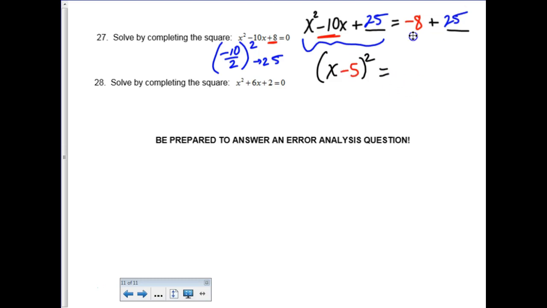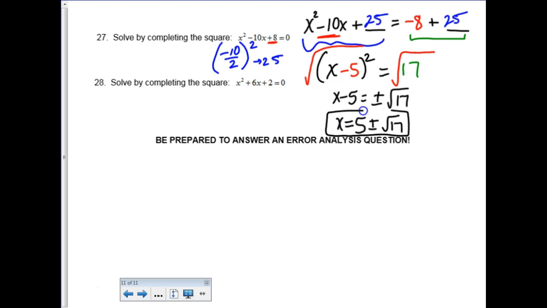Equals, and this is just an adding problem, right? Negative 8 plus 25 is 17. And what you've done is you've created a square rooting question for yourself. So now you can go ahead and take the square root of both sides. So you get x minus 5 equals square root of 17. Won't break down, but it is a positive and negative square root of 17. And then last step is to add 5 to both sides.